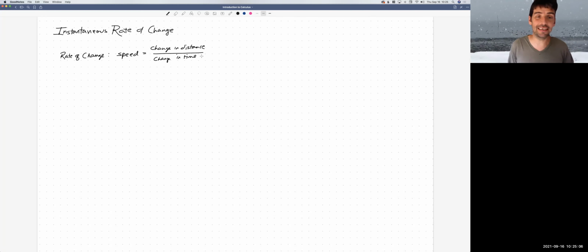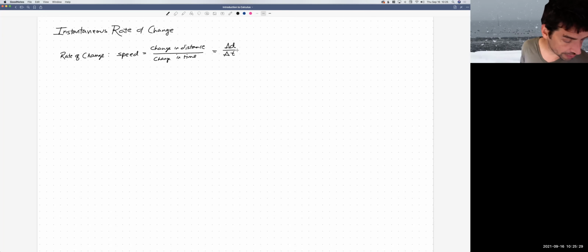In each of those cases, we're getting a change in one quantity per a change in the other. Speed is a really good example for us, right? So we often will use this notation, delta. It's a Greek letter, and we use it to indicate a change, right? So change in distance over change in time, okay?